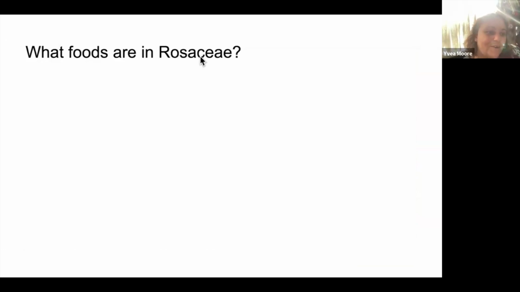But what foods are in Rosaceae? I know we've mentioned some of them, but I'd love to give people a chance to call out. What foods do you think are in Rosaceae? You can just call them out. Rose hips. Rose hips, nice. I see berries. Yes, berries. What else? Oh, go ahead, Linda. Yeah, Sarah and I both said at the same time, apples. Apples, nice. And go ahead, Robin. I was going to say apples. Nice. Yep, apples. Very nice.